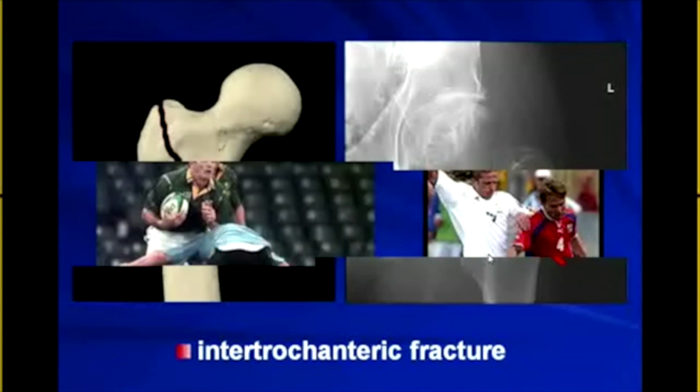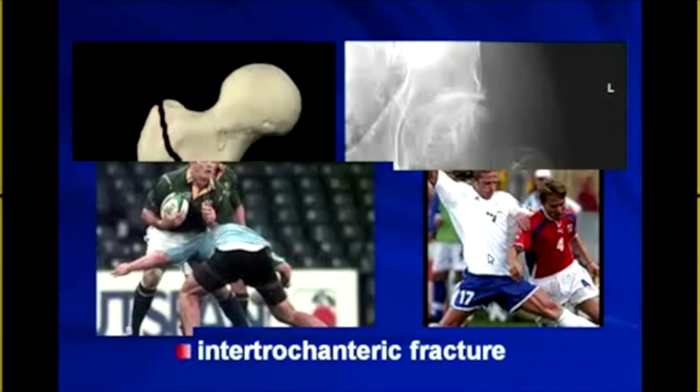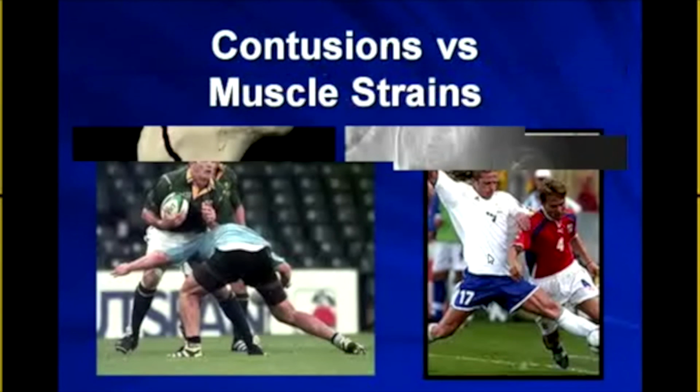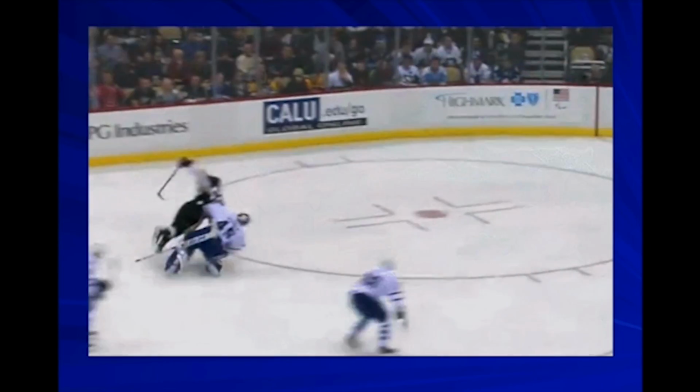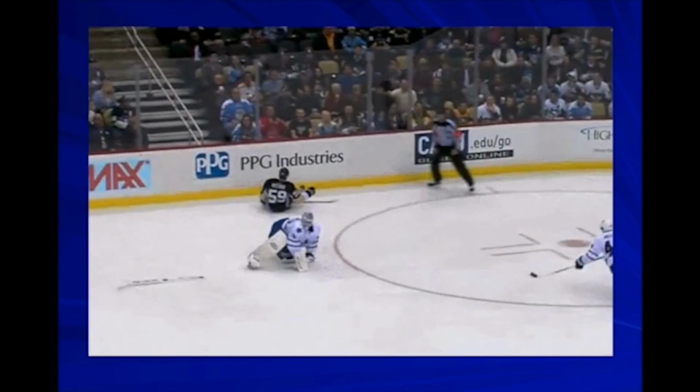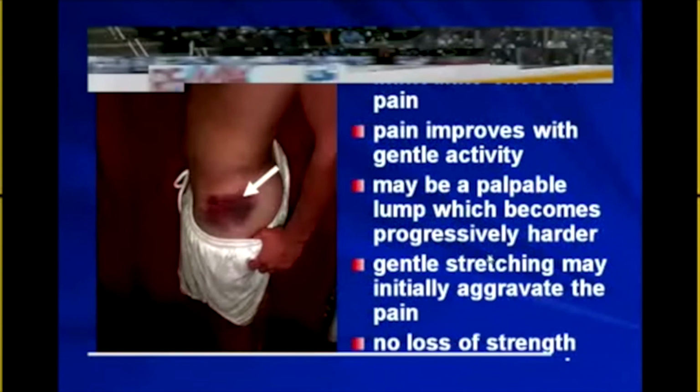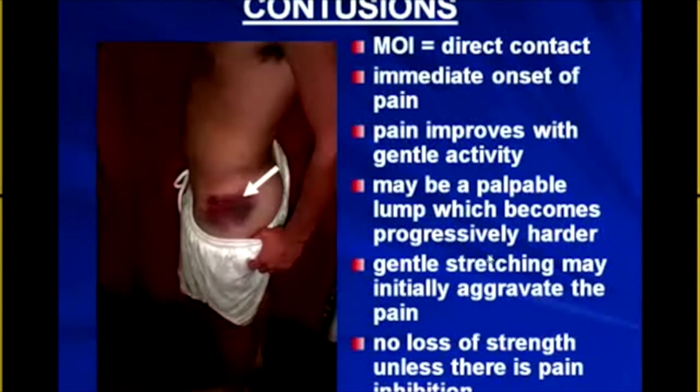Now we need to talk about contusions and muscle strains. Contusions are caused by a blow to the area, as you can appreciate in hockey or soccer or contact sports. So the mechanism of injury is some sort of direct contact. There's usually immediate pain that gradually improves with gentle activity, so they're eventually able to move and it starts to feel a little bit better.